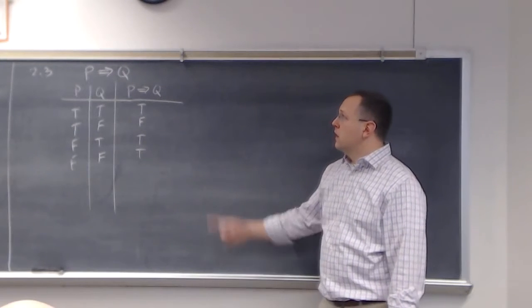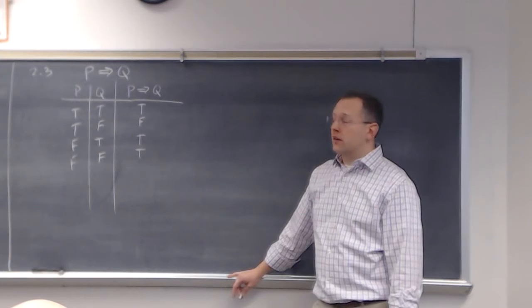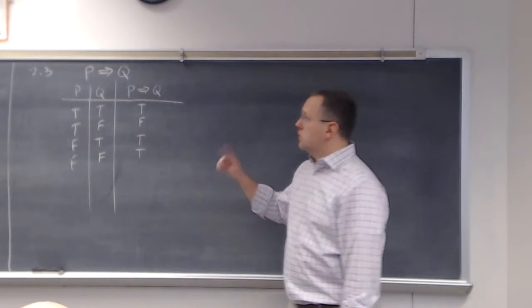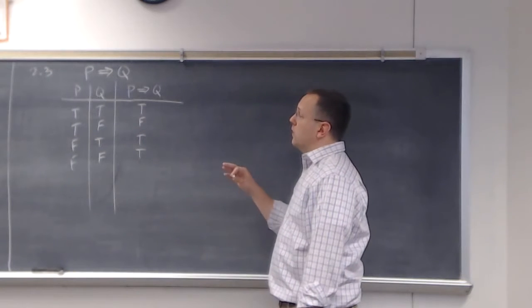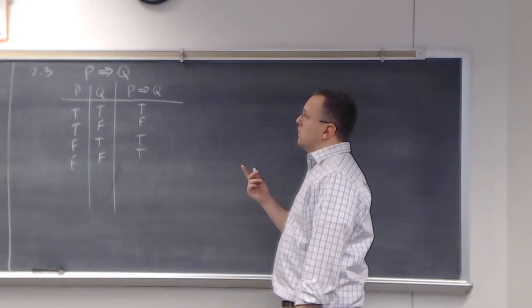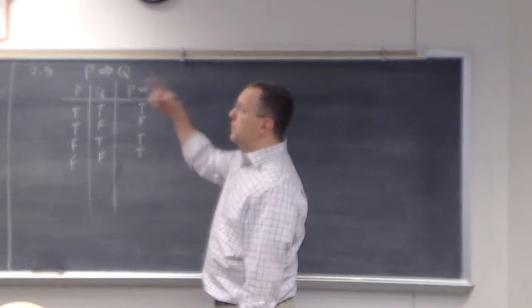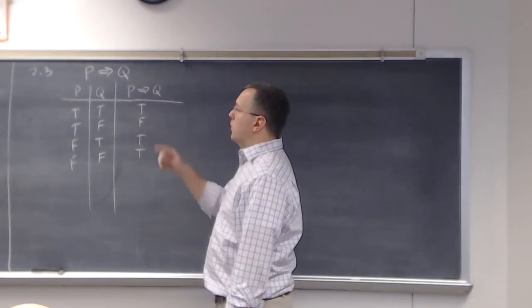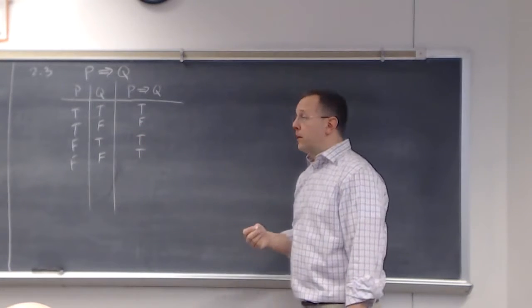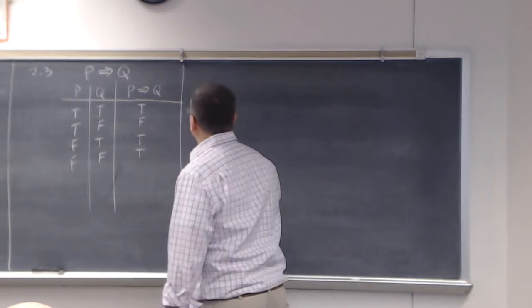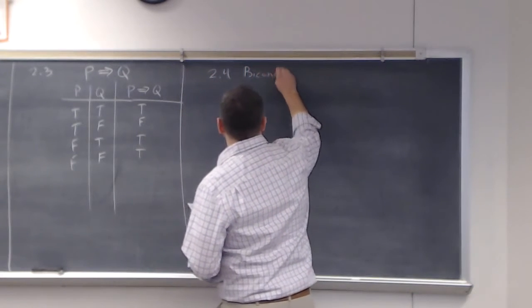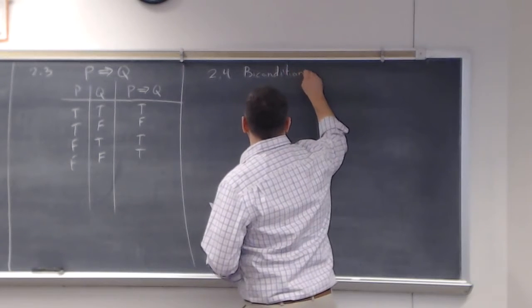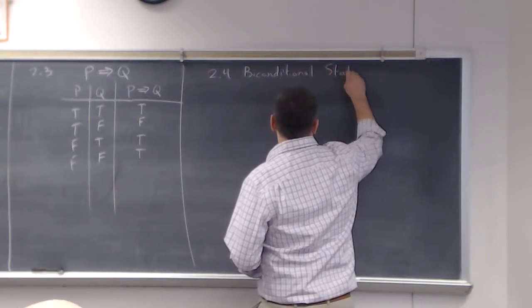So 2.4 is related to this. 2.3 is P implies Q. We're now going to talk about, well, what if it's true that Q also implies P? And then we'll have if and only if statements, or what we call biconditional statements. So that's section 2.4, biconditional statements.